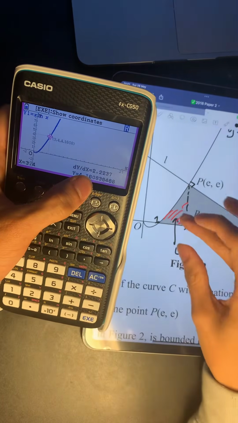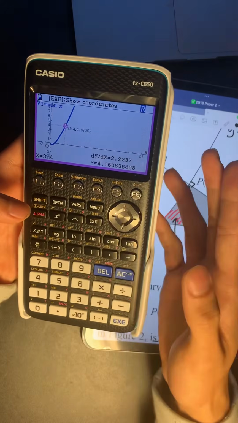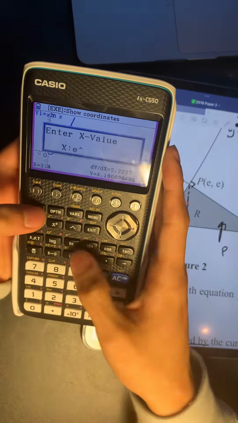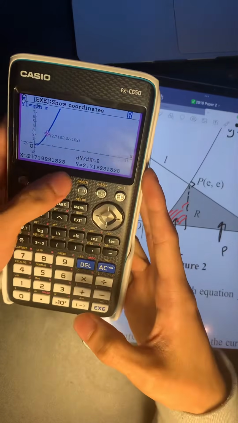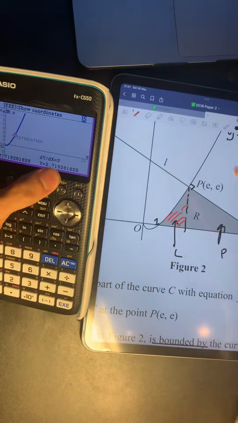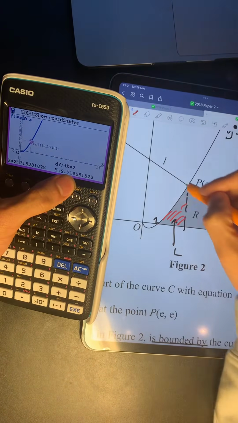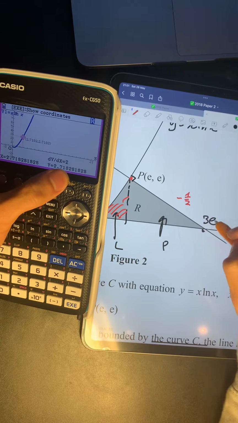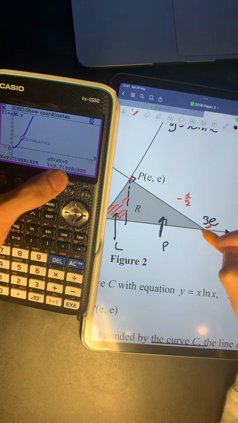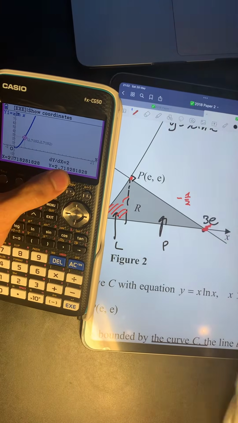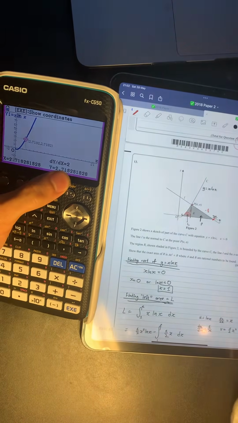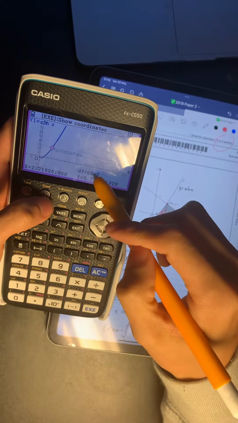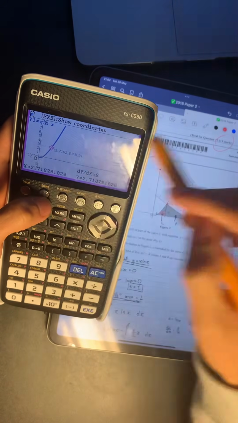So we want to find the gradient at x equals e. So we do trace and do shift ln to the 1. And we have the gradient 2. So we know the gradient at this point is 2. Therefore, the gradient of L must be -1/2. And then, etc., we can work out the coordinate at this point by finding the equation of that line and setting y equals 0. So this is a tough question. It's 10 marks, but you can definitely check and help yourself by using a graphing calculator, because you can know the gradient at that point, find the area, etc.